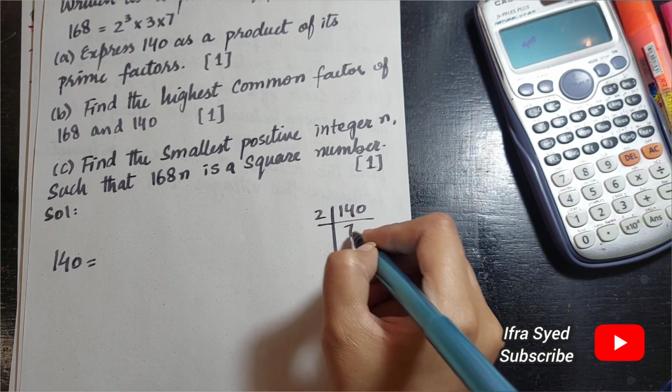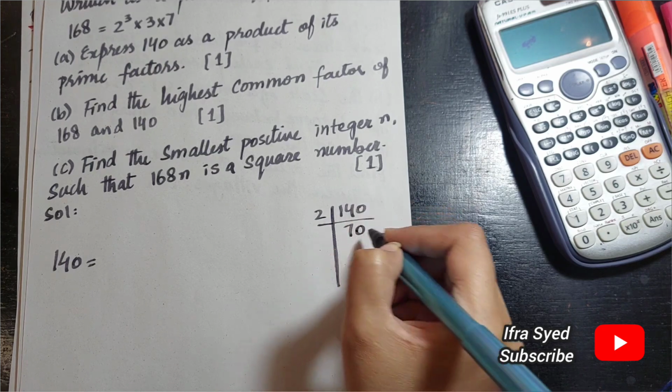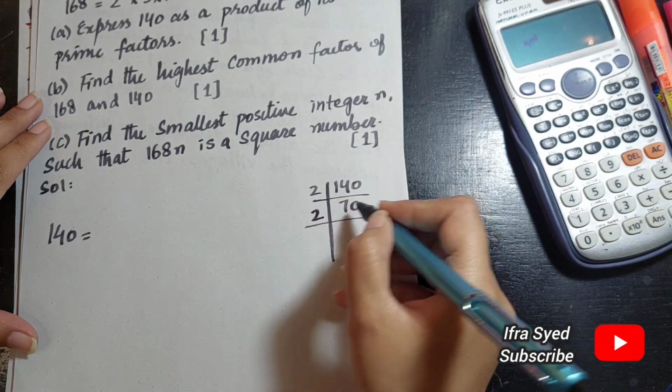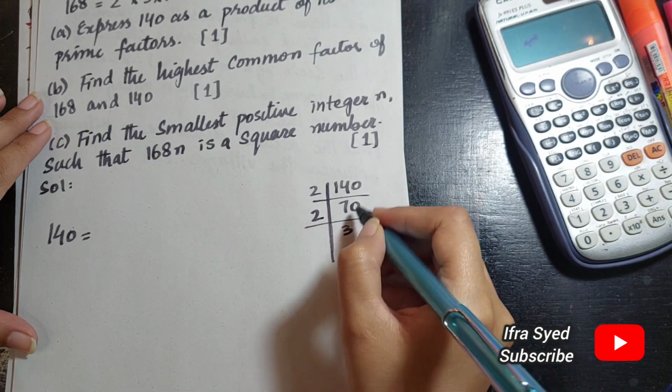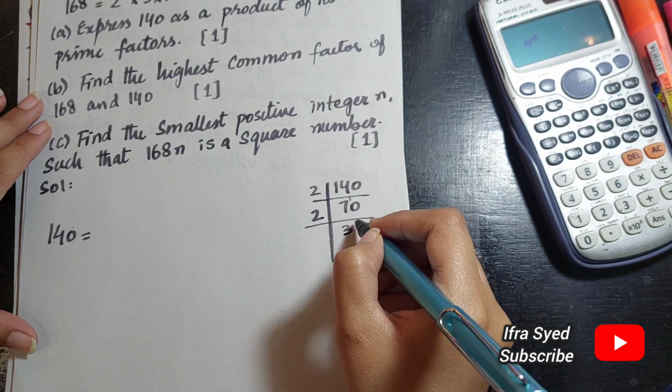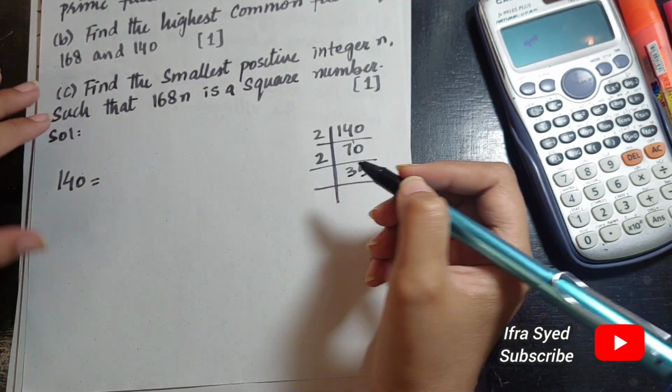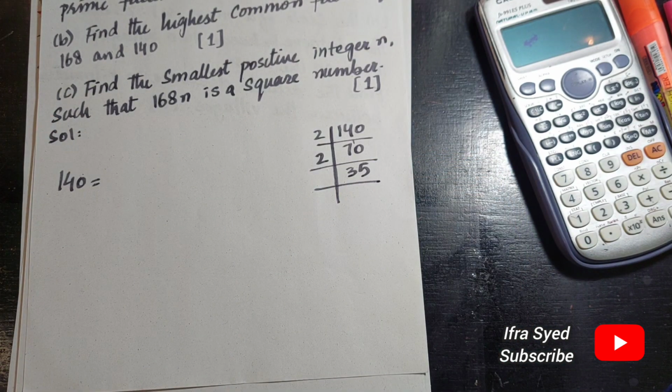So 2 into 7 is equal to 14, and this 0. So 2 times 70 is equal to 140, and 2 into 3 is equal to 6, and 1 carry here. 2 into 5 is equal to 10. Now it's 35, and it's not divisible by 2.